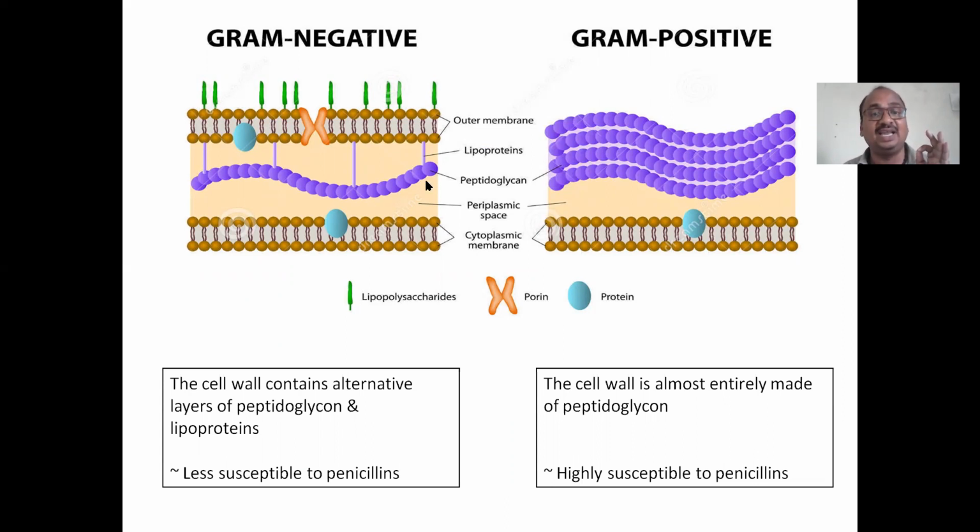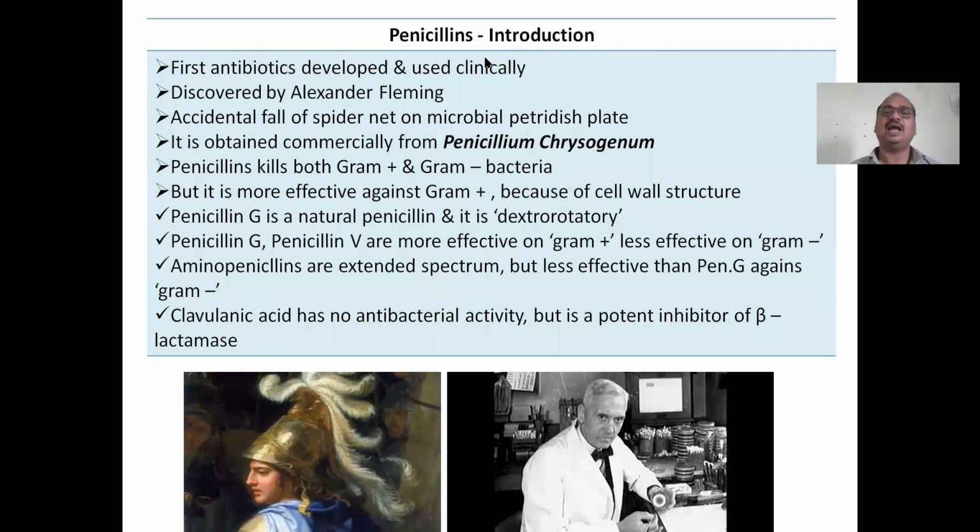But whereas here, it is a single layer of peptidoglycan followed by the lipoprotein. See, these peptidoglycans are more susceptible to beta-lactam antibiotics. That is the main reason. Here I have already shown you the cell wall is almost entirely made up of peptidoglycan. That's why gram positives are more responsive to beta-lactam antibiotics.